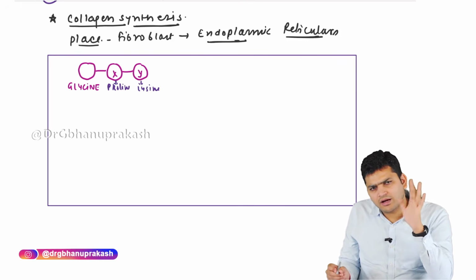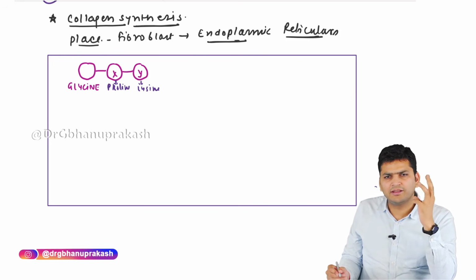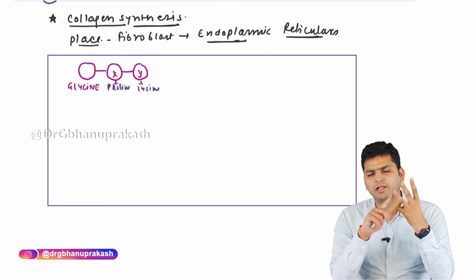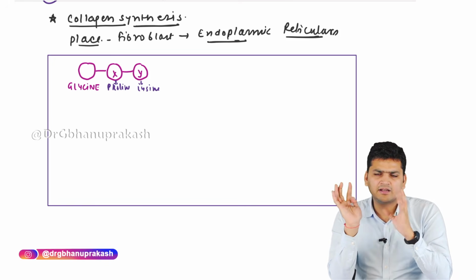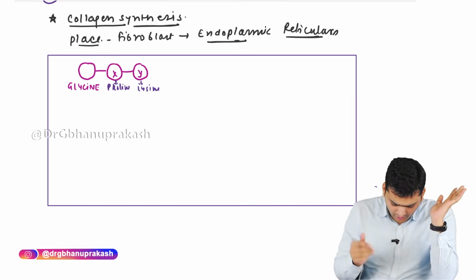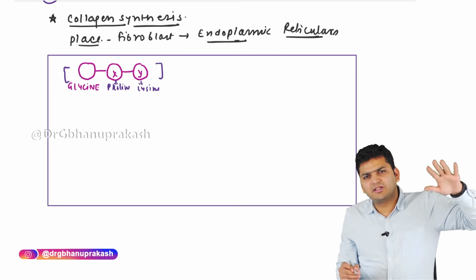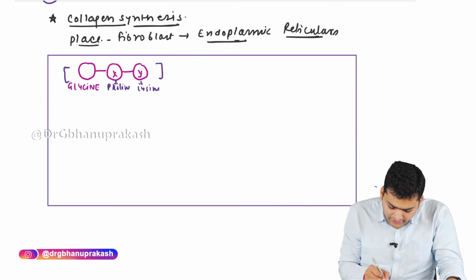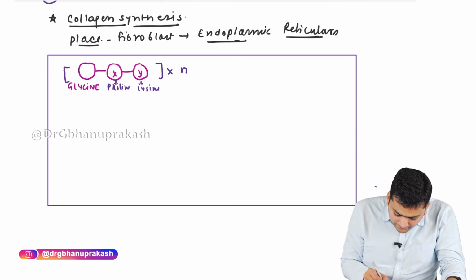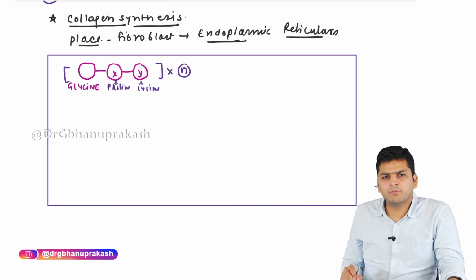And if I ask you which are the common amino acids that are found in collagen, then the 3 options will be glycine, proline, lysine. Glycine, proline, and lysine. These are the common amino acids in collagen. Because these 3 amino acids are going to be repeated multiple times, I am writing glycine X, Y into N. They will be repeated for N number of times.